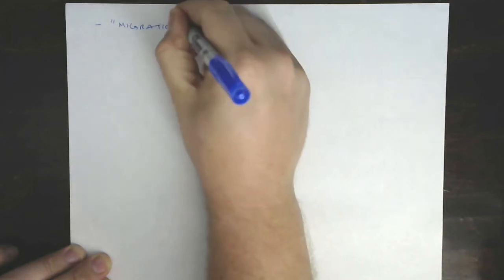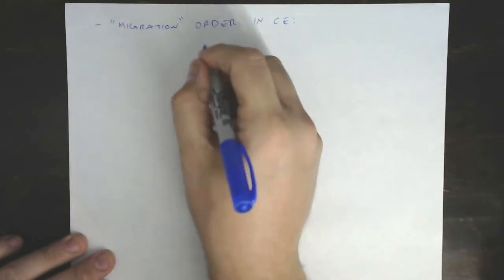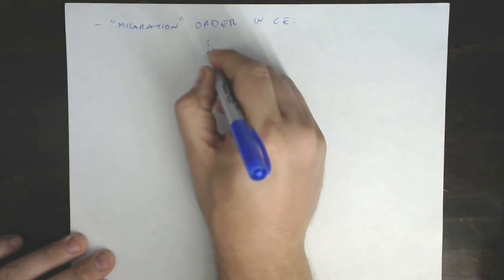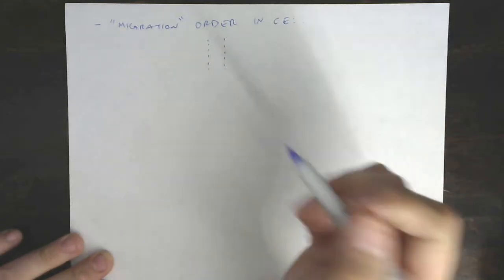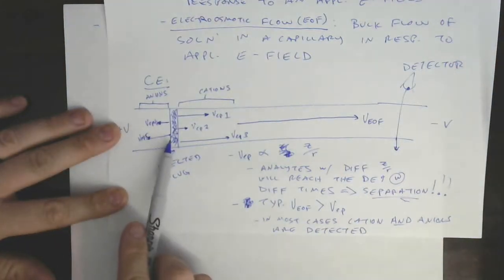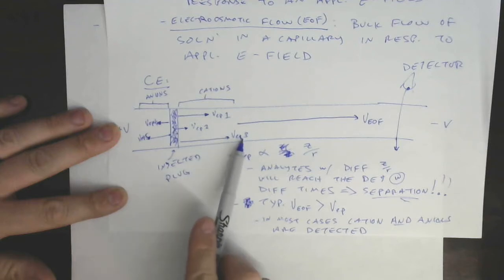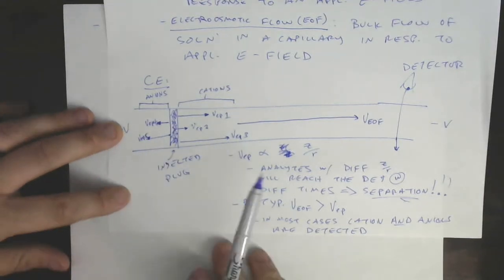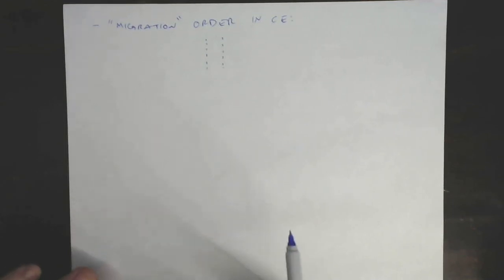And here's the way I like to think about this. So migration order in CE. I like to imagine that all of my analytes are going to start out in some plug like this. So this is a mixture of everything. It's cations, it's anions, it's neutrals, it's everything. And because of this effect that we just talked about, some of these are going to go way out in front of everything else, and some of them are going to go way behind the others, right? So I'm going to draw those out.